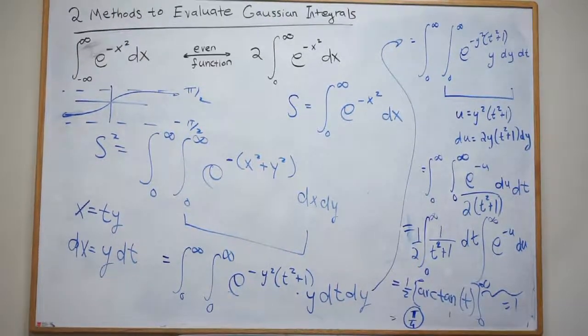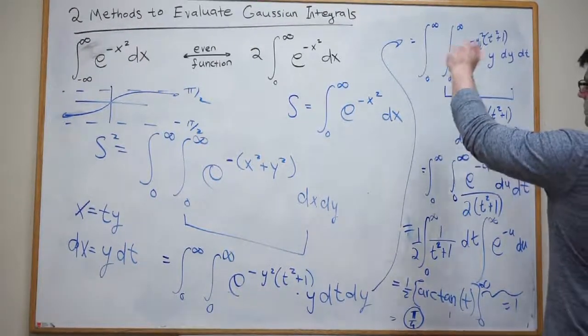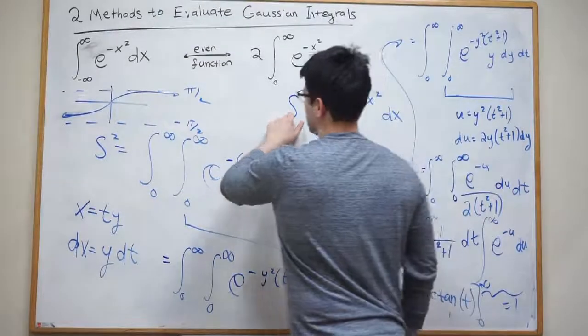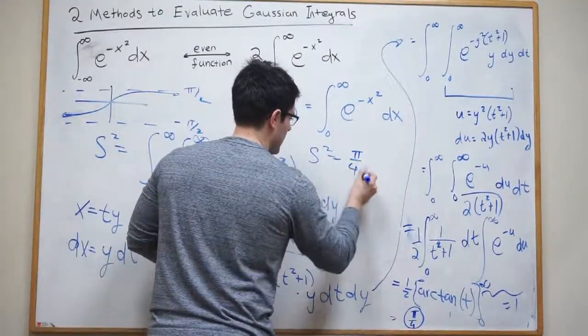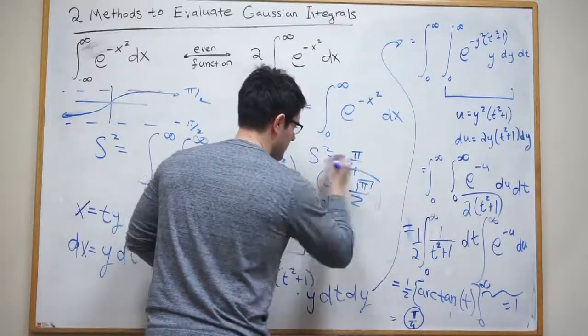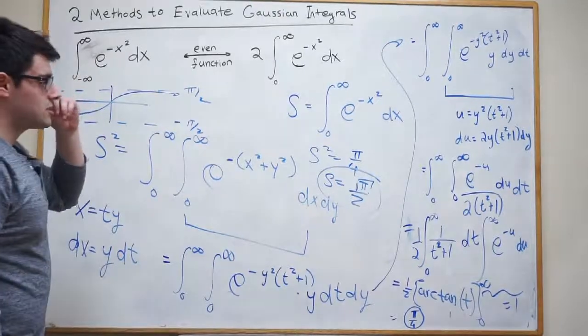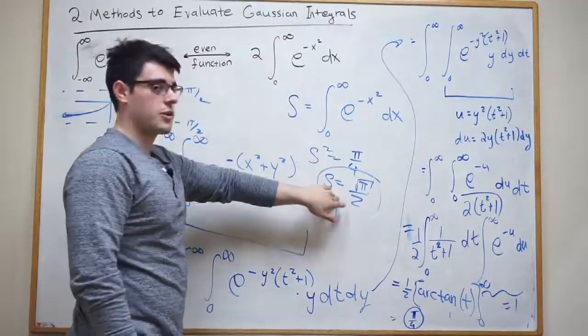Okay, and so our original integral is s. S squared we found was pi over 4. So that implies s is the square root of pi over 2. Okay, and so s we called this integral from 0 to infinity. Okay, and we got the square root of pi over 2.